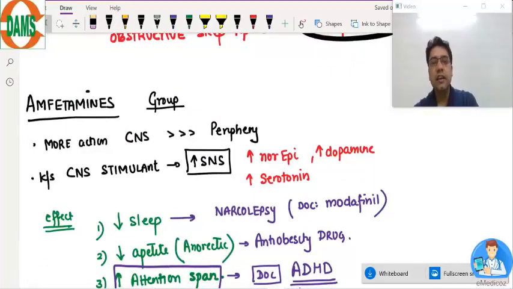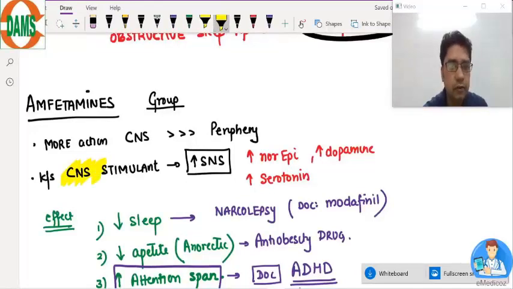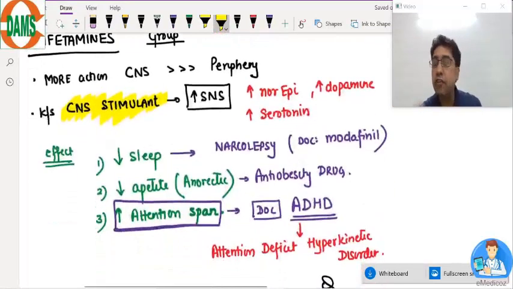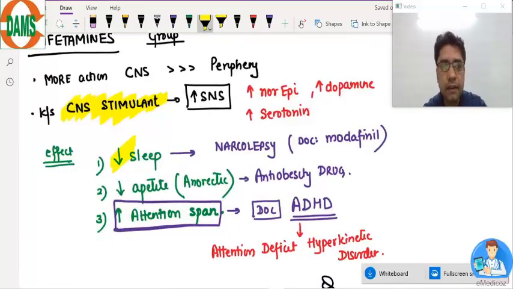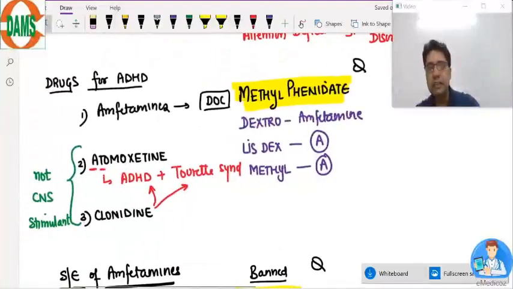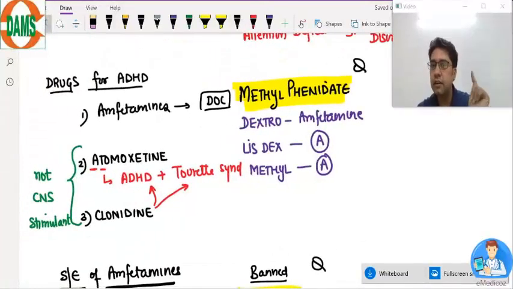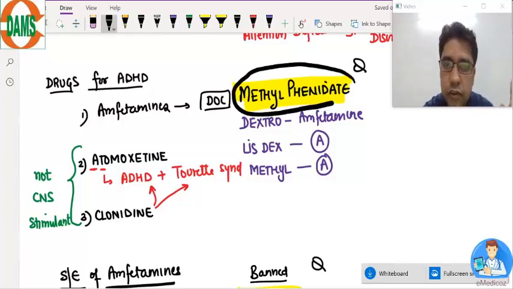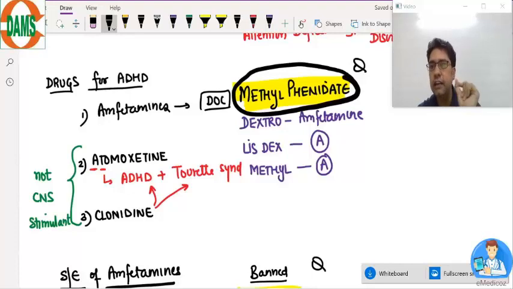Amphetamines. It is also a group. Again, it has more action on the CNS. It is known as a CNS stimulant. Just think logically: if you have CNS stimulant action, what will happen? Decrease sleep, decrease appetite, increase attention span. Because of this reason, they are the drug of choice for ADHD. This question comes. Decrease sleep: narcolepsy. Decrease appetite: anti-obesity. And which amphetamine is considered the drug of choice for ADHD? Tell me that answer. Among amphetamines, the drug of choice for ADHD is methylphenidate. Okay. Other drugs are also there.